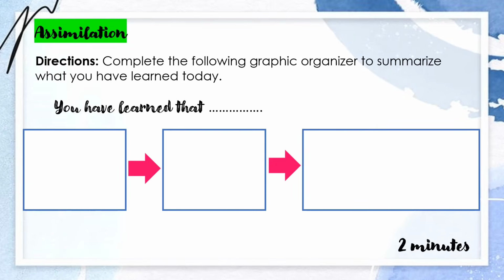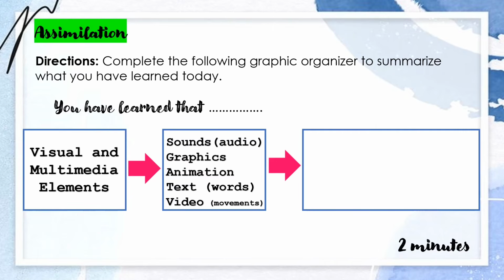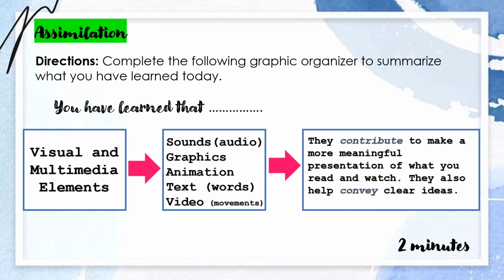Now, complete the following graphic organizer to summarize what you have learned today in 2 minutes. You have learned that visual and multimedia elements are sounds or audio, graphics, animation, text or words, and video or movements. These elements contribute to make a more meaningful presentation of what you read and watch. They also help convey clear ideas.